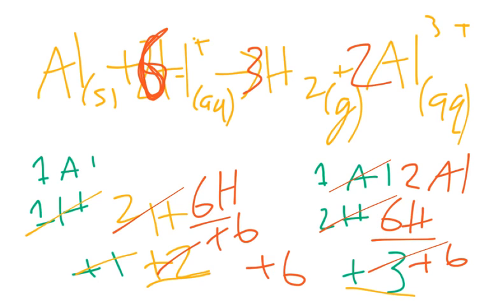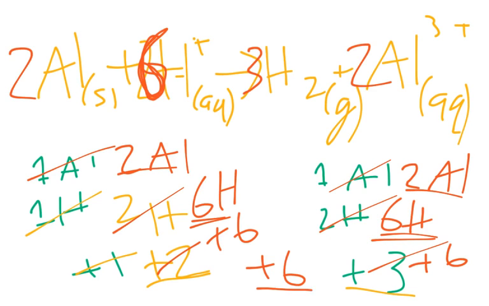Oh wait, we forgot one thing. We forgot 2 aluminums on the left side. So now we have 2 aluminums on the left side, 2 aluminums on the right side, 6 hydrogens on both sides, and a +6 charge on both sides. I think that's a mission success. Now, there are more efficient ways to do this, but that will be covered when we talk about oxidation and reduction, which we are not going to talk about right now. So let's move on to some other types of reactions.